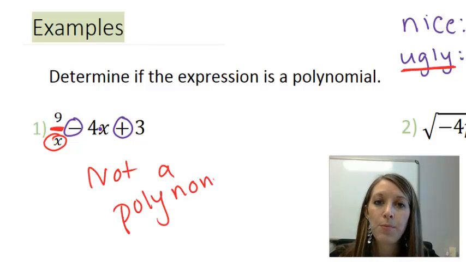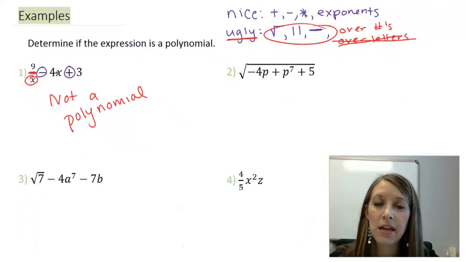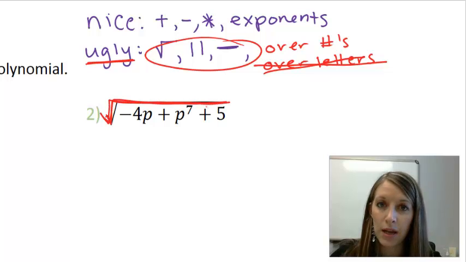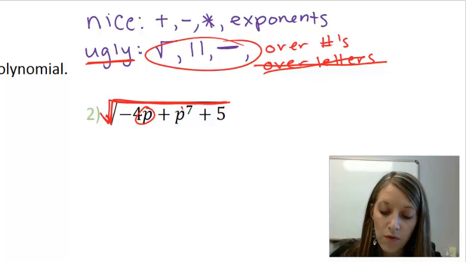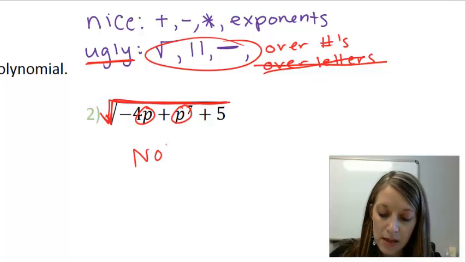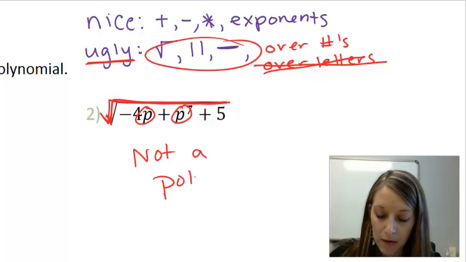So at this point, we're just trying to pick out if this mathematical expression has any of these ugly operations in it or not. If it does, then we classify it as not a polynomial. If we don't find any ugly operations over the letters or over the variables, then we will claim that it is a polynomial. So moving on to example 2, hopefully you notice first and foremost that it does have an ugly operation. It does have a square root in it, and this square root is over numbers and letters. Since it is over letters, that again tells us immediately that this is not a polynomial.